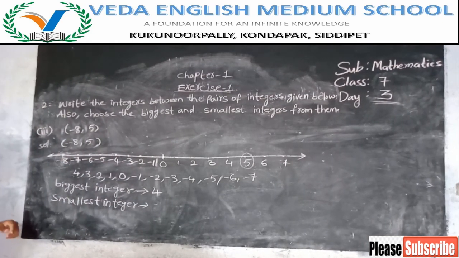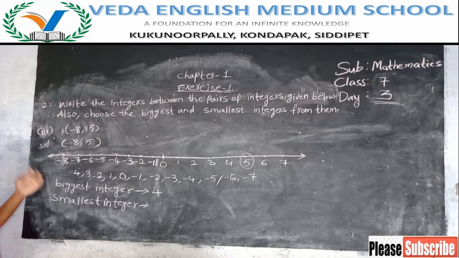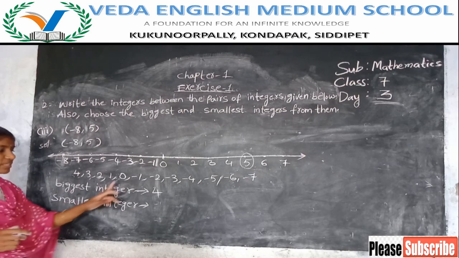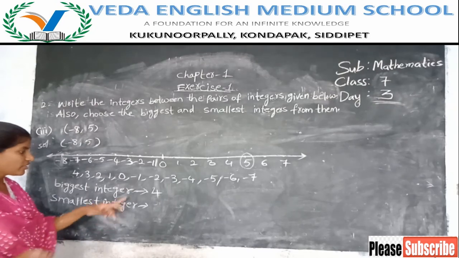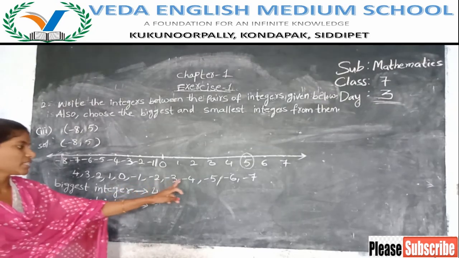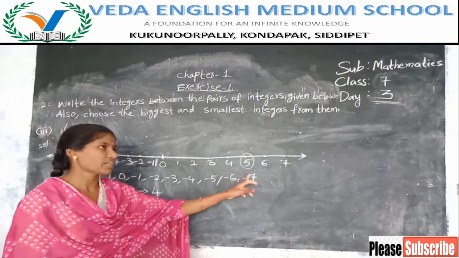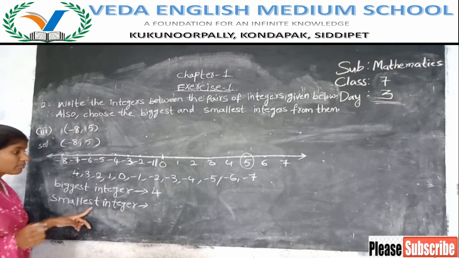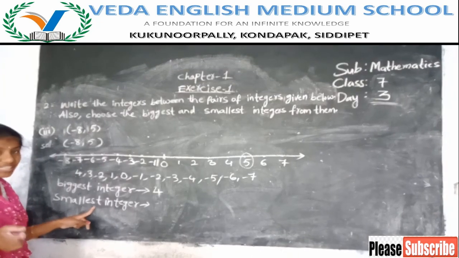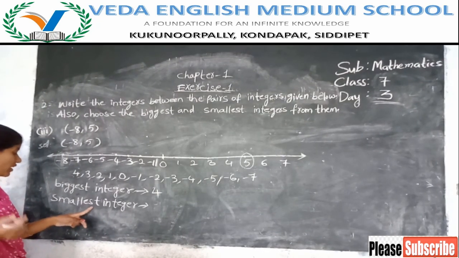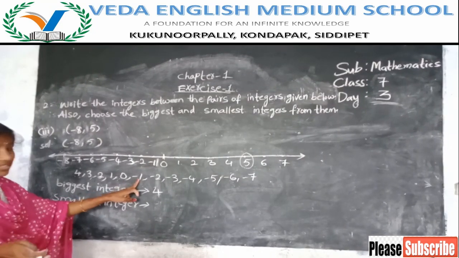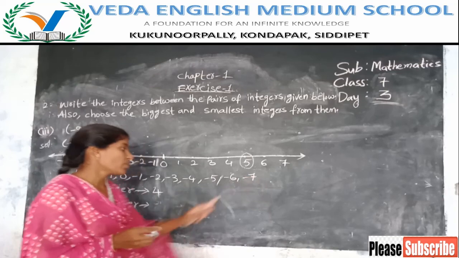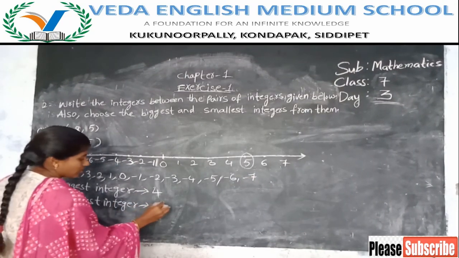Now the smallest integer. Smaller number means go for negative numbers. What are the negative numbers here? Minus 1, minus 2, minus 3, minus 4, minus 5, minus 6, minus 7. I already said, in negative numbers, smaller number becomes greater and greater number becomes smaller. Now we want to find the smallest integer. That means minus 7 becomes the smallest integer.